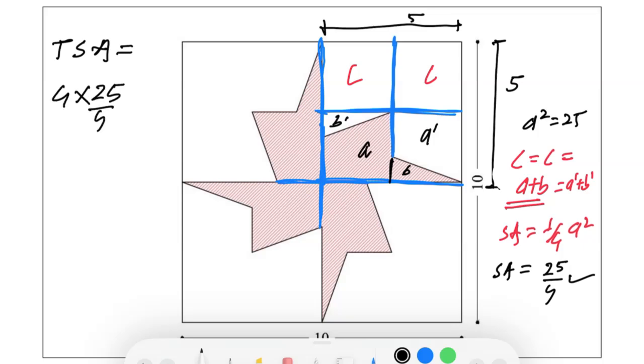Why? Because there are 4 such parts. One part, second part, third part, and the fourth part. So therefore total area is going to be 25. So in some cases, you will be given all the portions. In some cases, you may not be given all the portions.